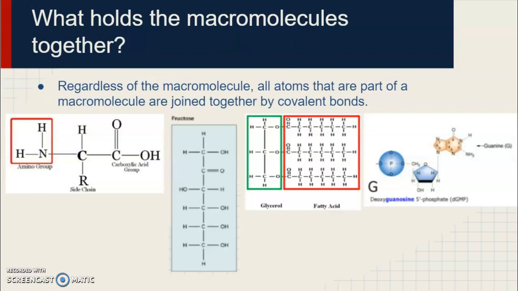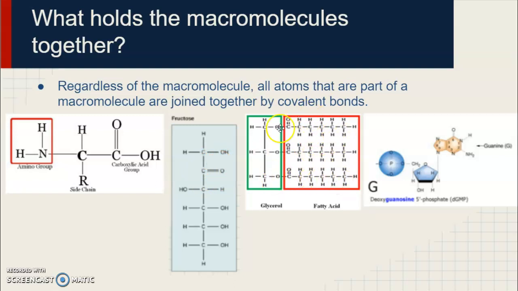One last thing here would be to really emphasize that it doesn't matter which macromolecule we're talking about. All atoms are held together by covalent bonds. So between this N and this H, covalent bond. Between this N and this C, covalent bond. Same thing. All of these bonds that are symbolized by 1 or 2 lines for a double bond, they're all covalent. Same thing here.